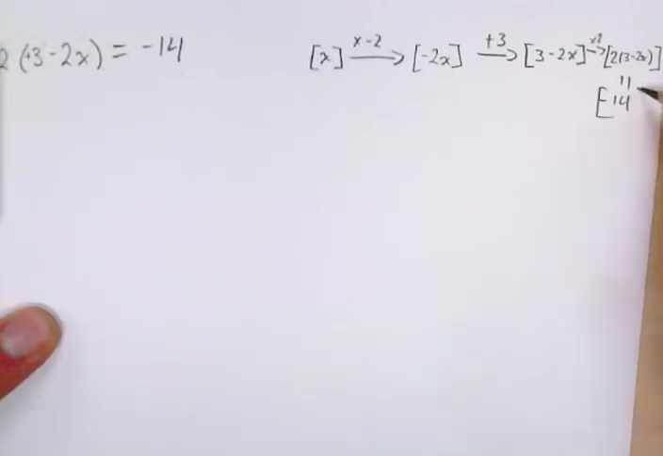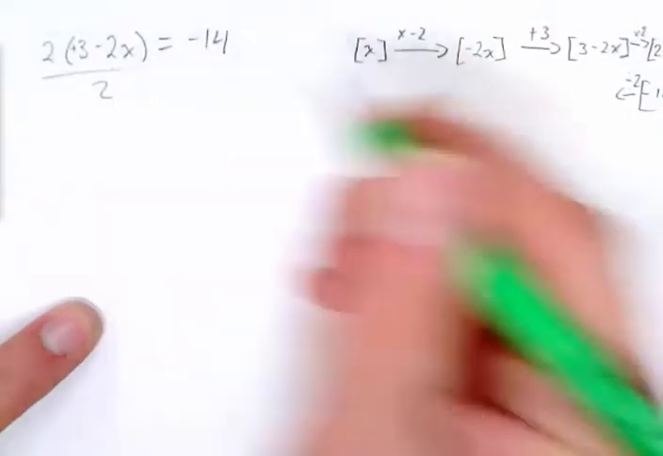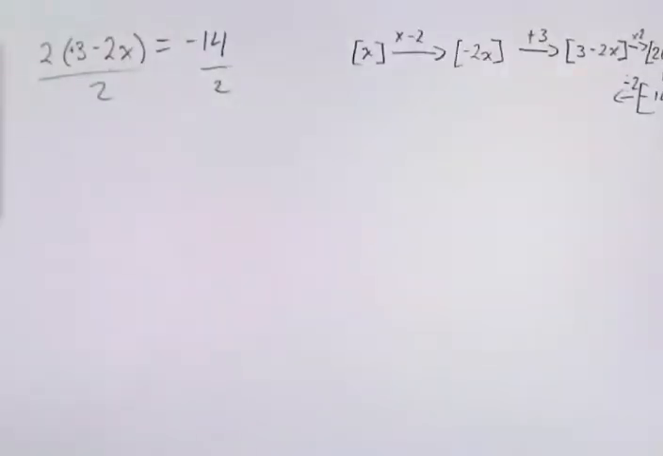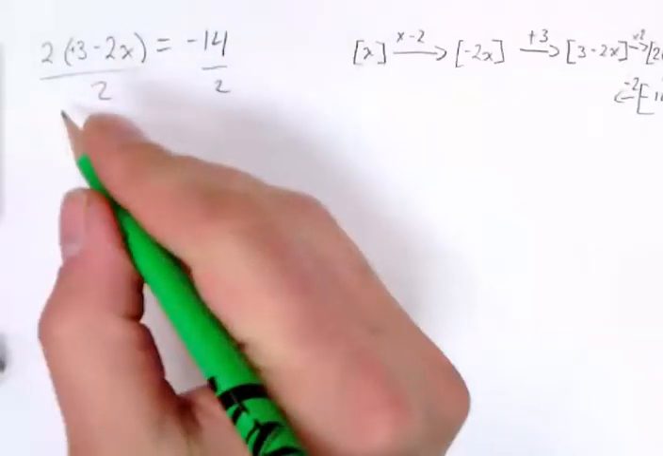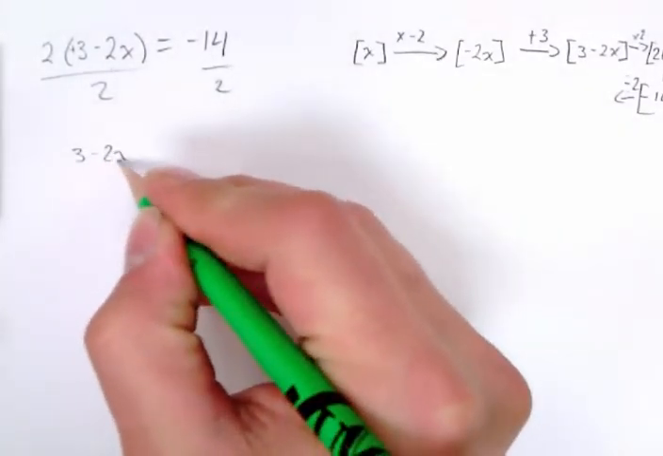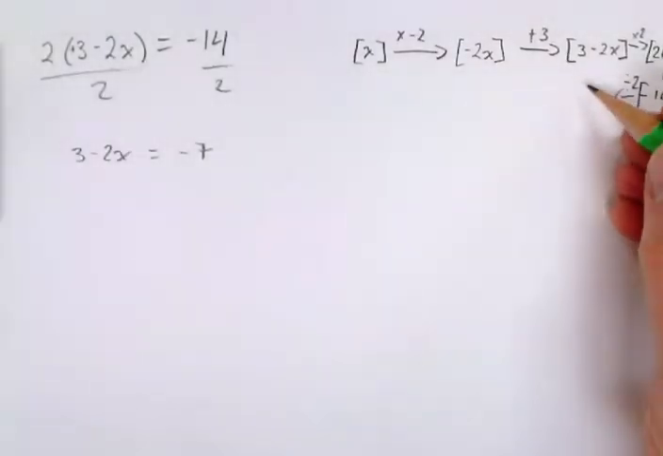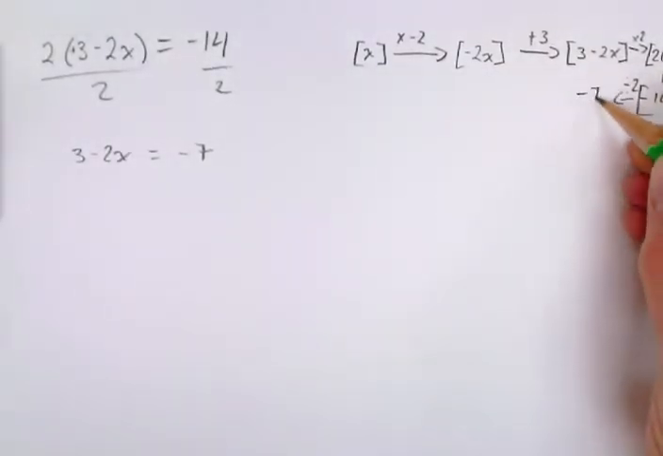So same thing like before, we have to do the opposite. So here the opposite would be dividing both sides by 2. So if I do that, I must divide both sides by 2. So if I divide both sides by 2, I'm going to get 3 minus 2x is equal to negative 7. So we get negative 7 over here.